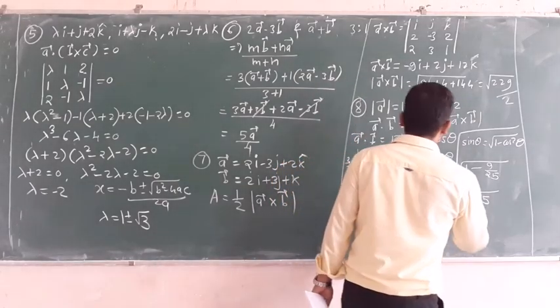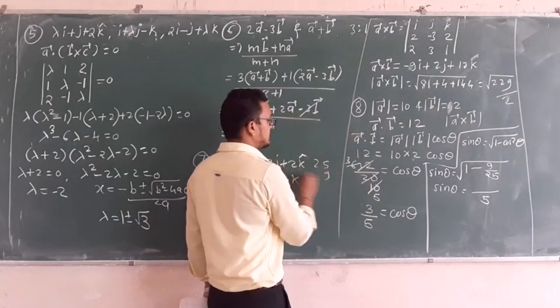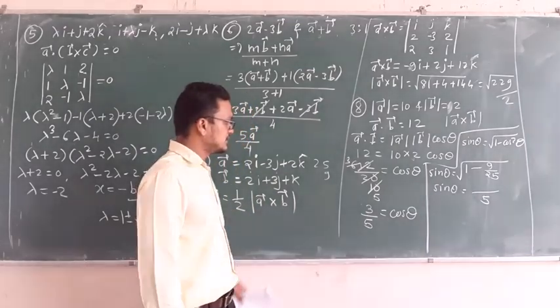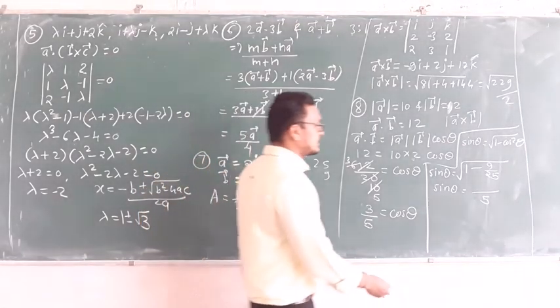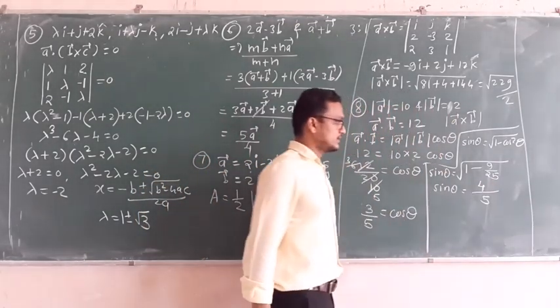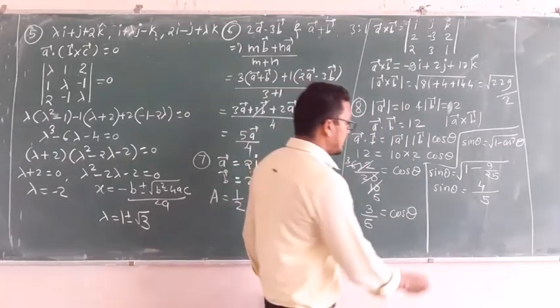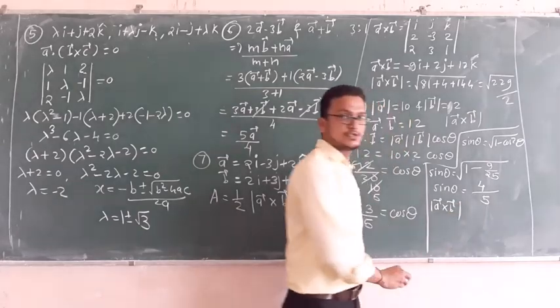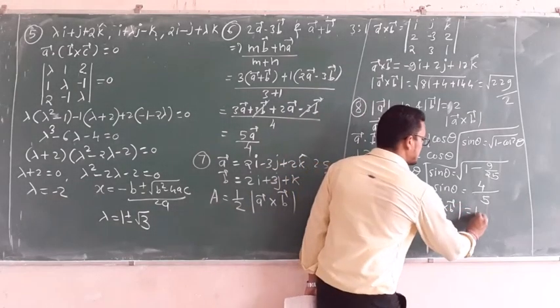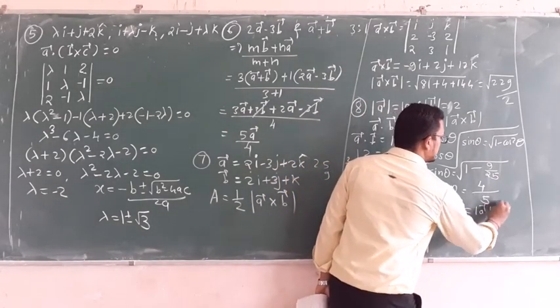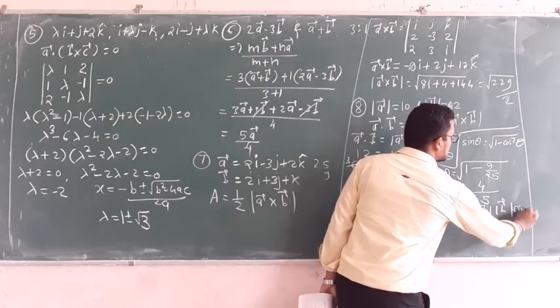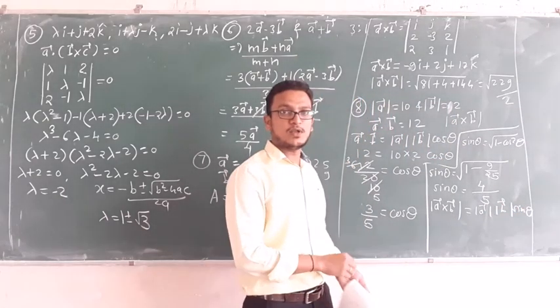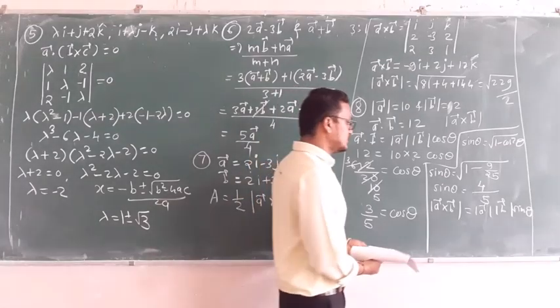So 25 minus 9, how much will you get? If I subtract, that is 16, and the square root of 16 is 4, so sin theta is 4 by 5. Therefore, the magnitude of A cross B equals magnitude of A into magnitude of B into sin theta. This is the formula. Now put the values in this.